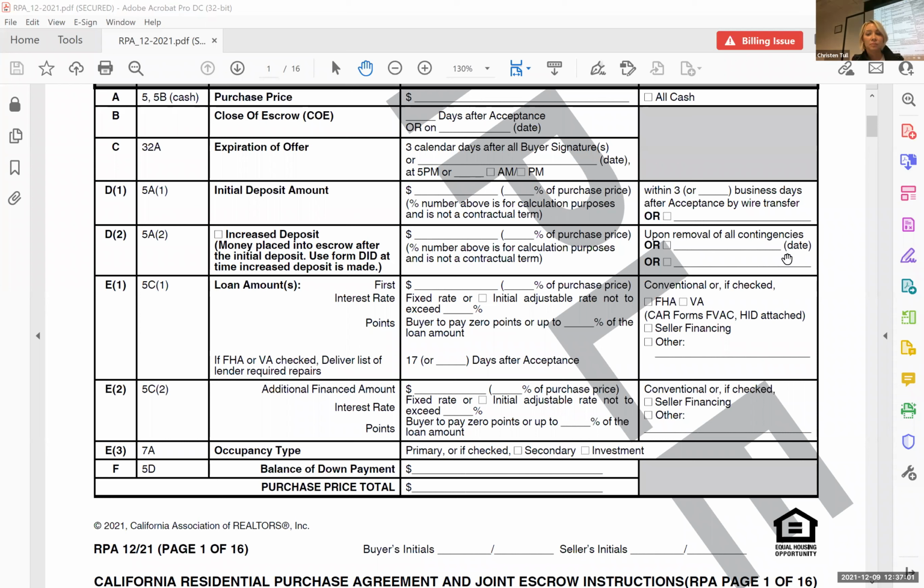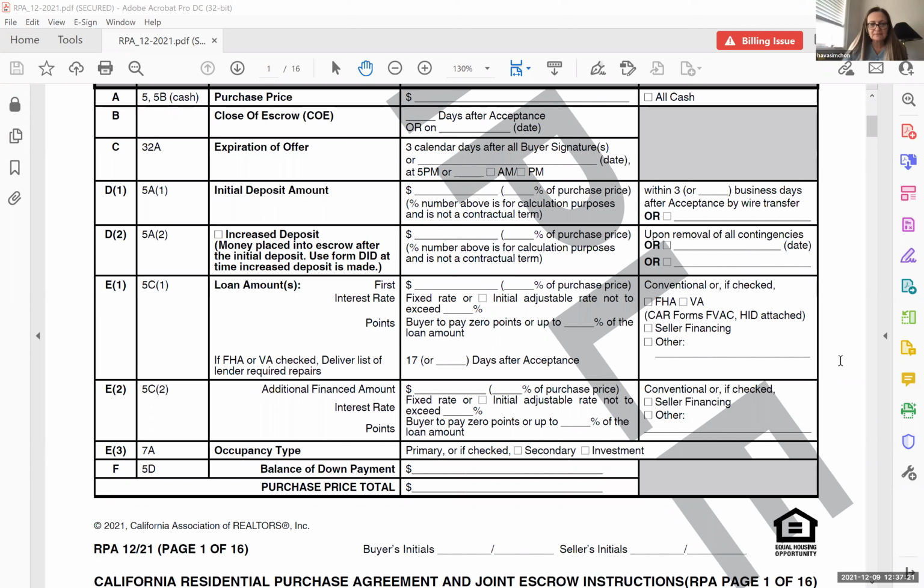Quick question. Does that mean that you don't have to turn that increased deposit into escrow? Yes, within a certain number of days you do. So you turn it in, but even if the seller wouldn't necessarily be able to go after it, because I didn't turn in the form.